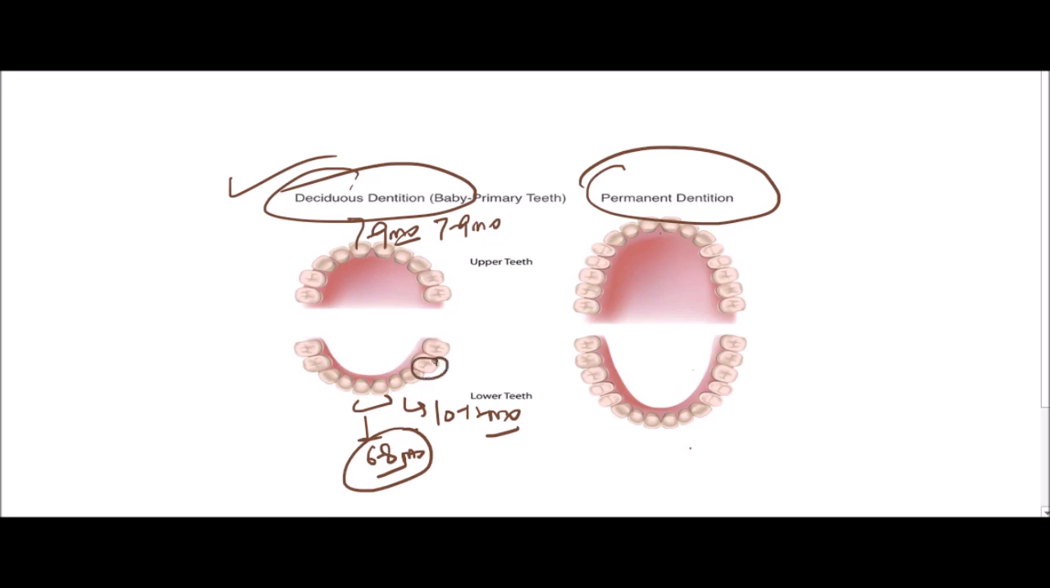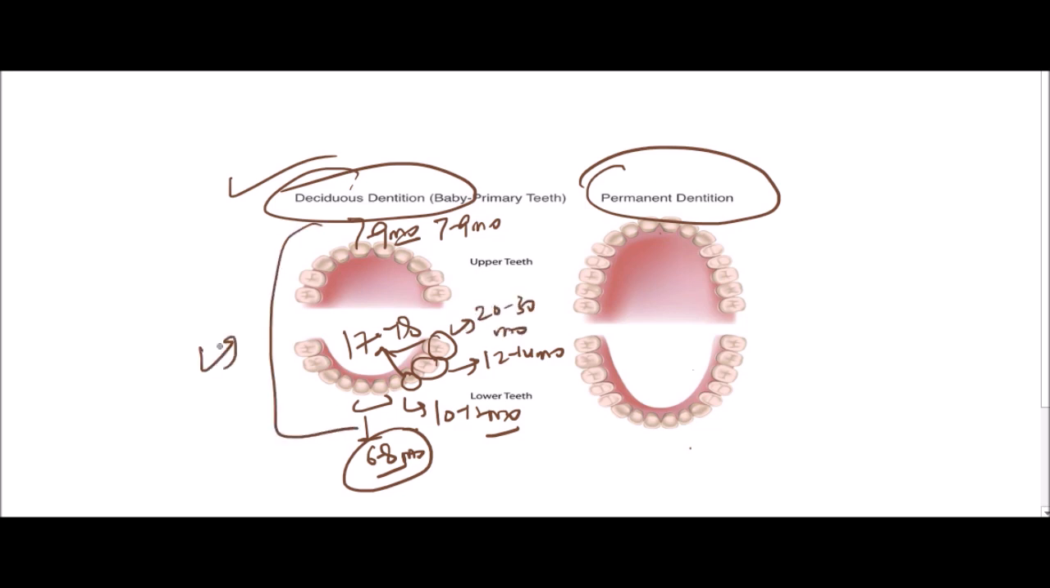Then the first molar appears at the age of 12 to 14 months. Then the canine appears at the age of 17 to 18 months. Now the second molar, which appears at the age of 20 to 30 months. So this is the eruption of deciduous dentition.